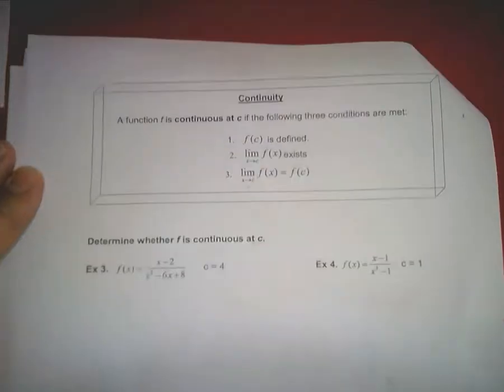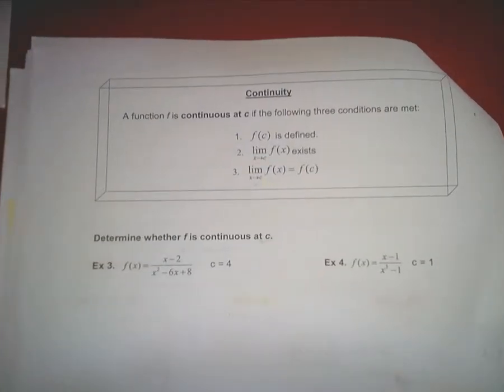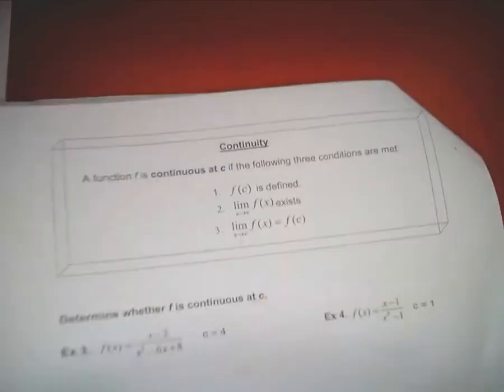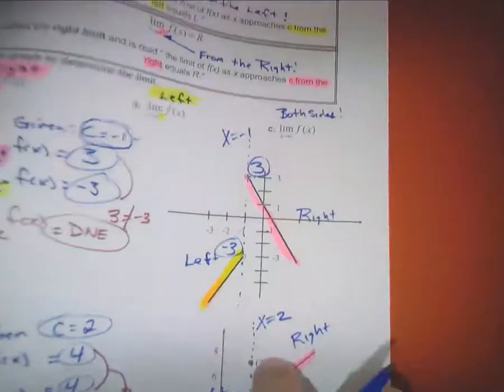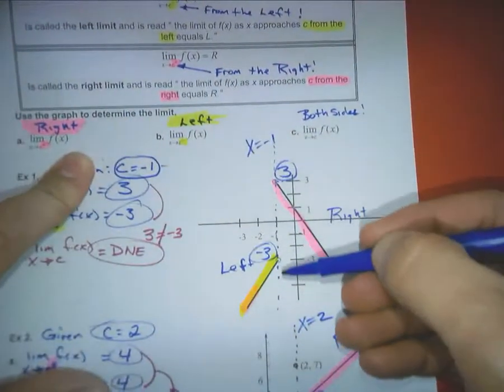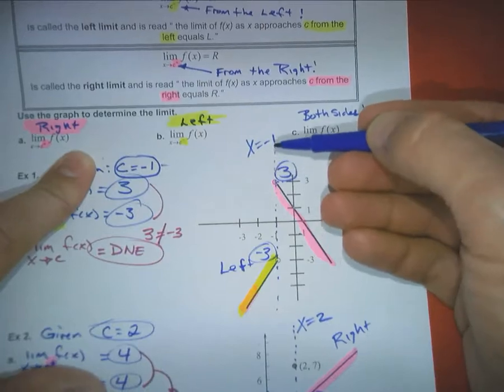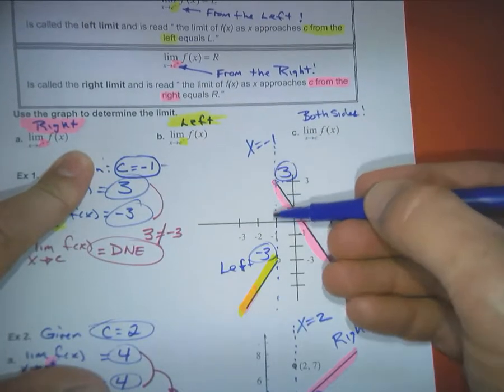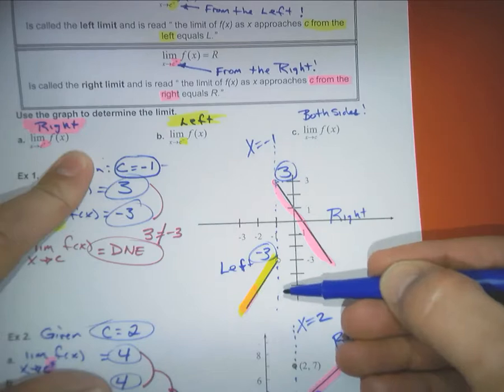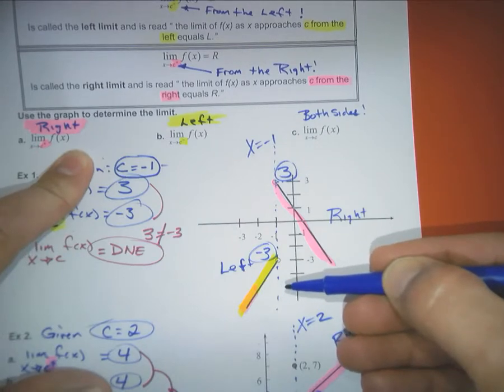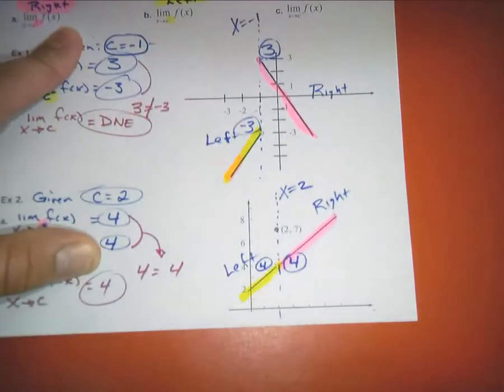Last thing we got to do is talk about continuity. Okay? Continuity is basically looking at your graph and seeing if there's any breaks, gaps, or holes in our graph. When I look at these last two graphs, there's a big old gap in this graph. So we would say at x equals -1, there's a discontinuity there. It's not continuous. Okay? Same idea here.